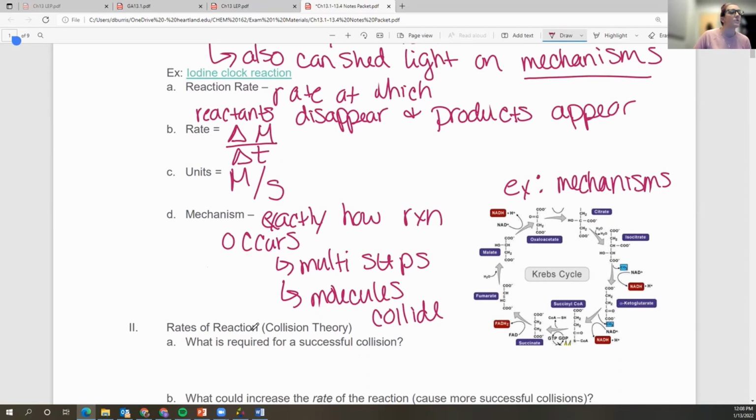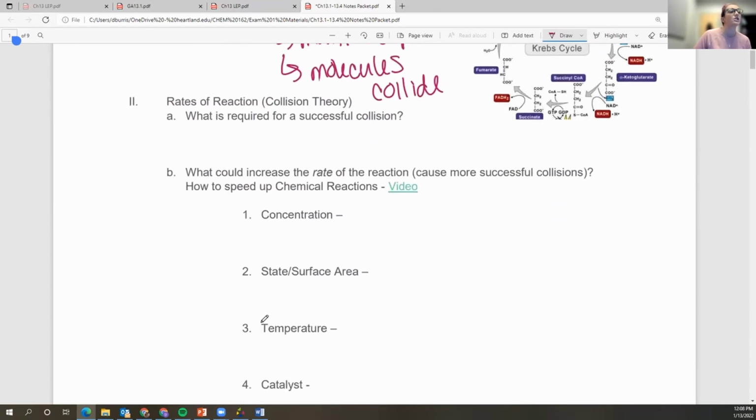So rates of the reaction, how do we actually change the rate of a reaction? Well, first of all, you have to know what you need for a reaction to occur. And that's something based on what's called collision theory. You have to actually have molecules collide for them to react, which should make sense. It's actually 2 things you need for a successful chemical reaction to occur or a successful collision. Well, first of all, they have to actually collide, but they have to collide correctly. So they have to collide with the correct orientation.